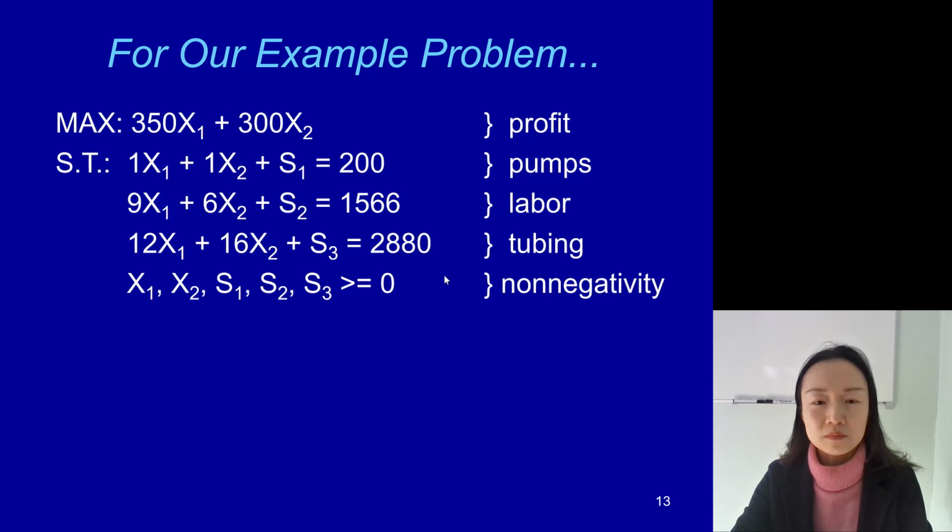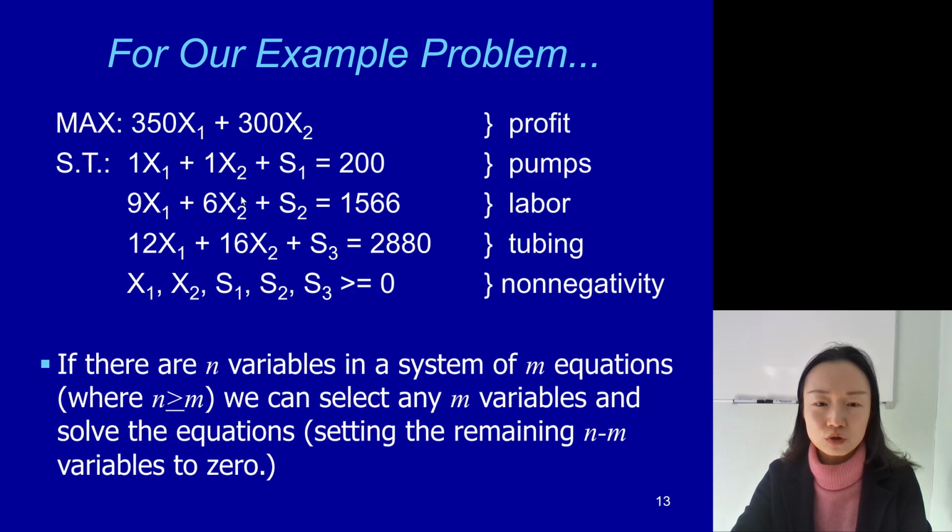Now with this, we have 3 equations. If we have 3 decision variables and 3 equations, then we would be able to solve it. We will get one and only one set of values for our 3 decision variables. But now we have 3 equations and 5 variables. How do we solve them?